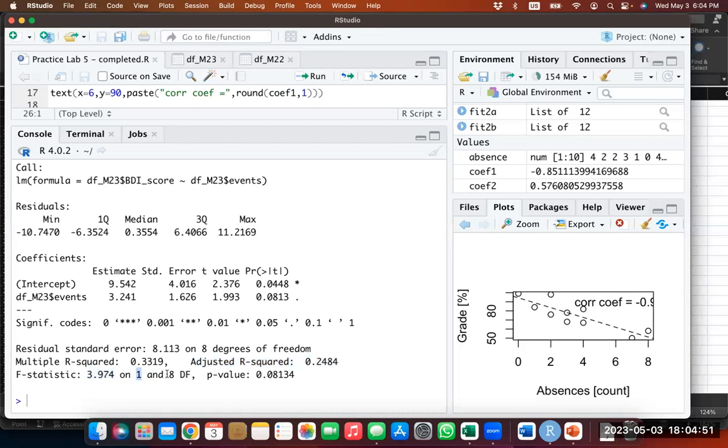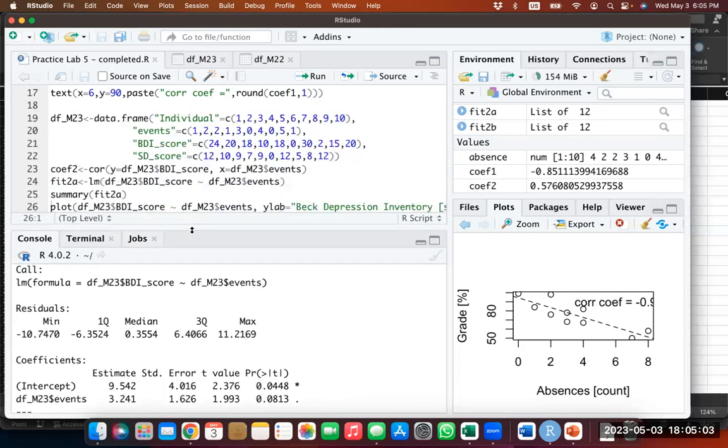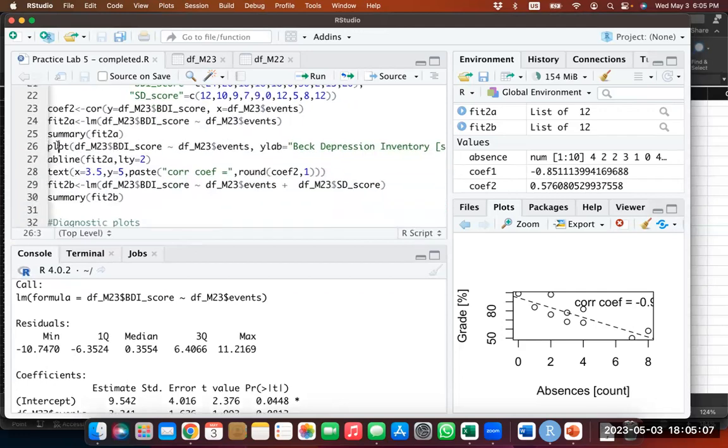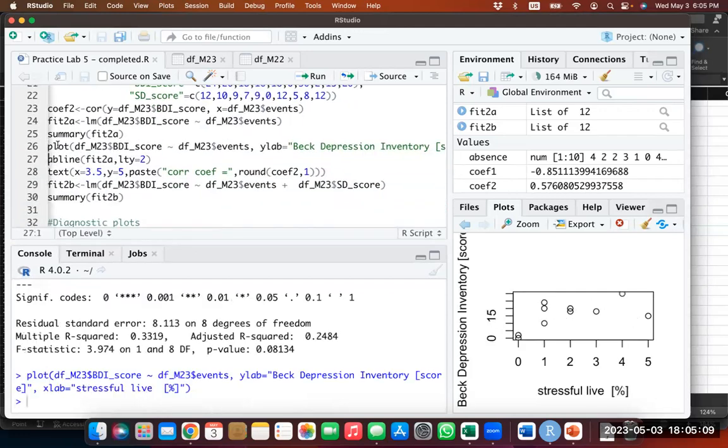It basically is calculated here for one variable and 8 degrees of freedom with a p-value of the overall model of 8%. So not significant. But if you remember, we were not satisfied. So with line 26, we can plot the whole thing.